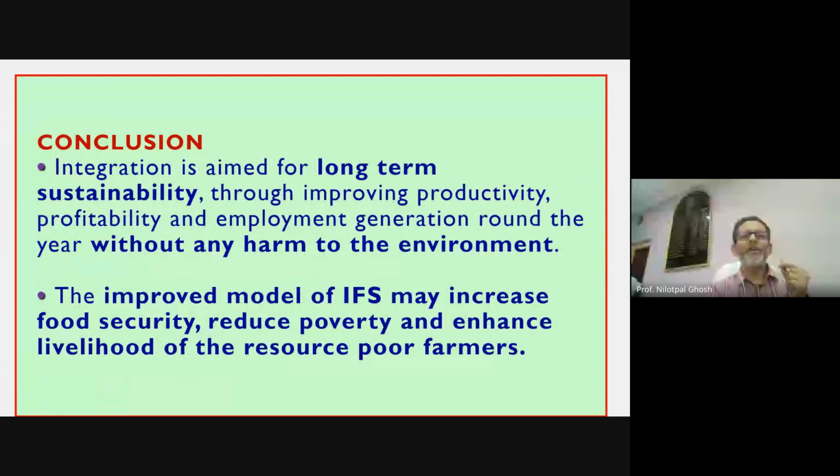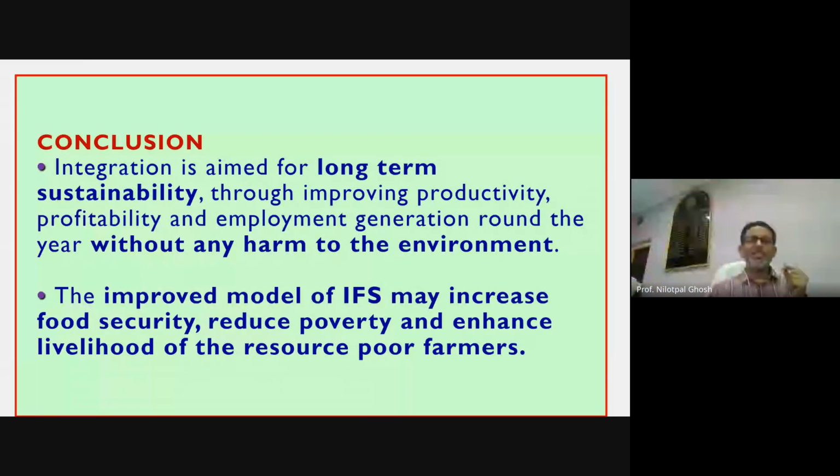And integration is actually aimed at long-term sustainability. If we start integrated farming these days, then everything will not change as per our idea or desire. It is not like that. It is a long-term practice. Then only it will be sustainable without harming the environment. So we have to start now, and then we can get the result after a few years, not instantly.